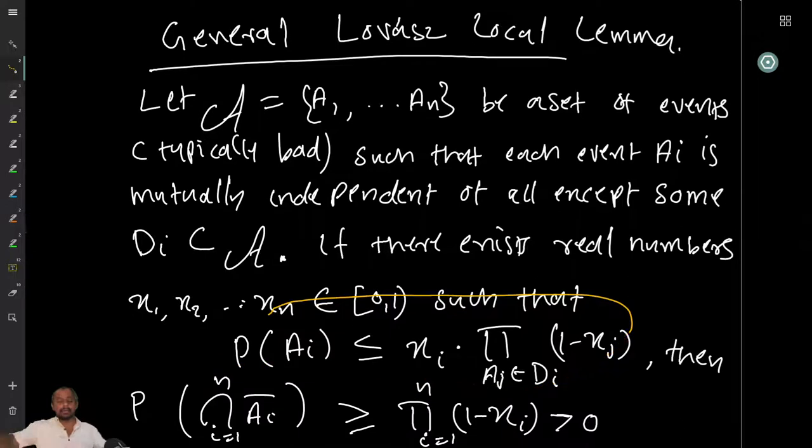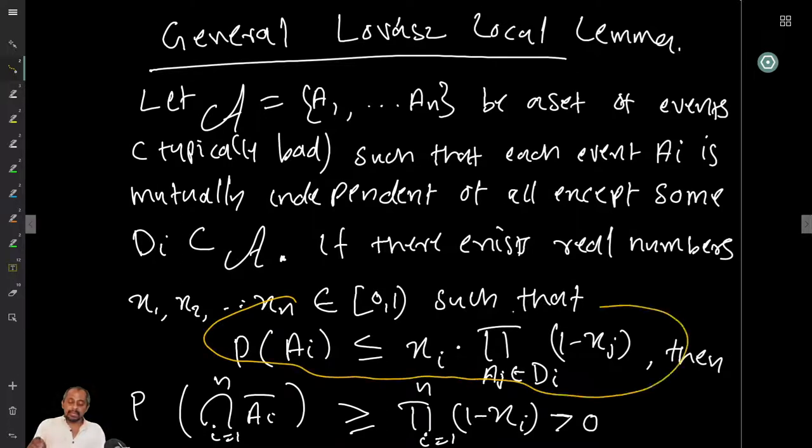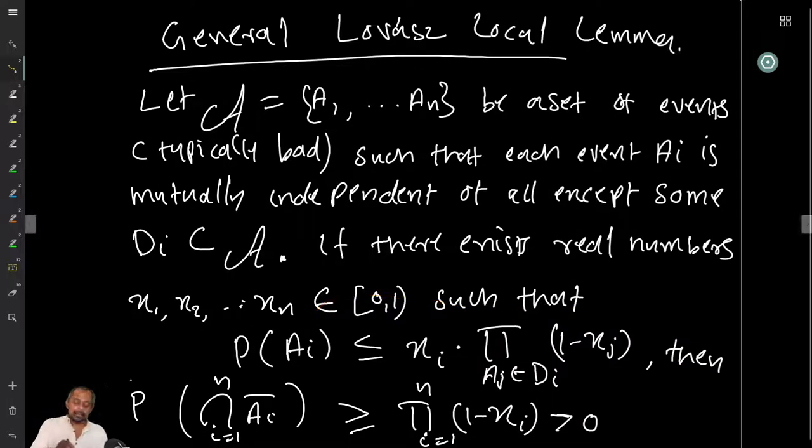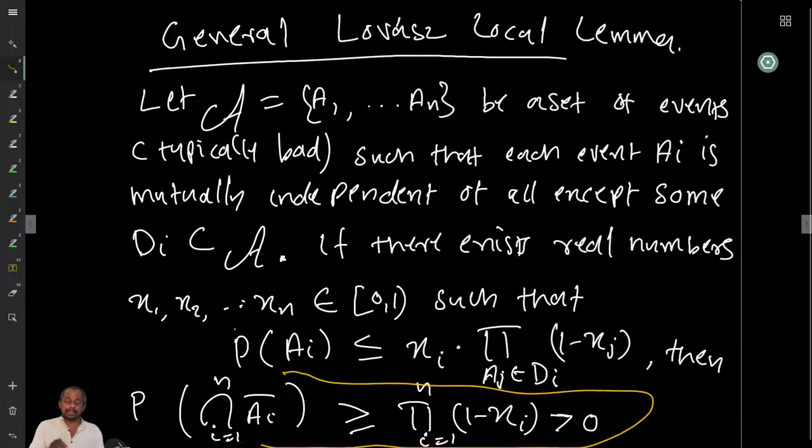So you have all the events A1 to An, and n can be very, very large. For all the events, I can show that the probability of Ai is less than or equal to Xi times the product of 1 minus Xj. Then the Lovasz Local Lemma guarantees that the probability of the intersection of the complements of Ai, for i ranging from 1 to n, is greater than or equal to the product over i from 1 to n of 1 minus Xi, which is a number strictly greater than 0, because the Xi are all within the open interval (0, 1). So Xi is never 1, therefore 1 minus Xi is positive, so the product of 1 minus Xi is also positive. This is what the Lovasz Local Lemma says: none of the events Ai happen with positive probability if I can show this condition holds.